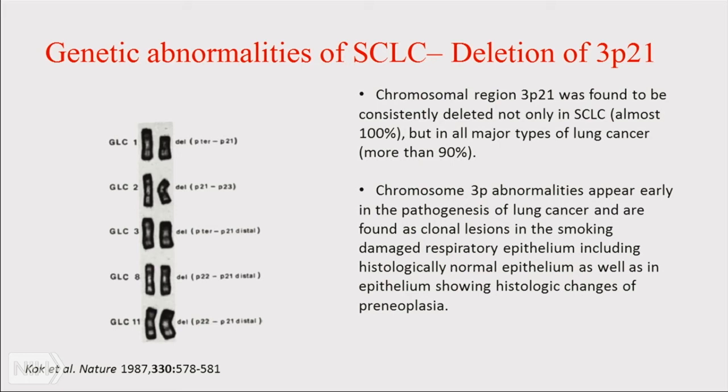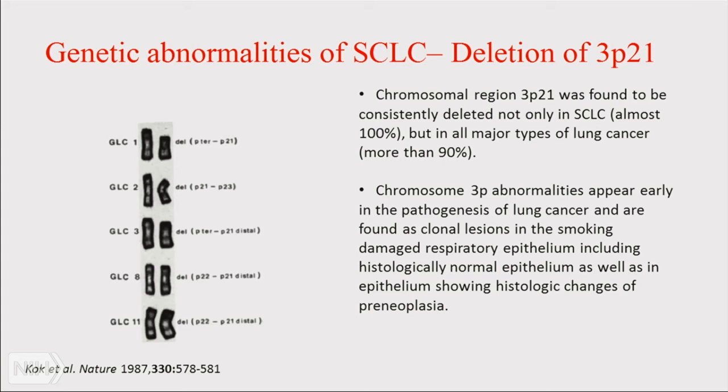In the 1980s, several groups made the finding that chromosome 3p is commonly deleted in small cell lung cancer. On the left side is the staining of metaphase chromosome 3 in five different small cell lung cancer cell lines. On the left is chromosome 3 at normal length, and on the right is the shortened chromosome 3 in these cell lines. Here it specifies what region of chromosome 3p is deleted. The common region shared by all these five cell lines is chromosome 3p21.